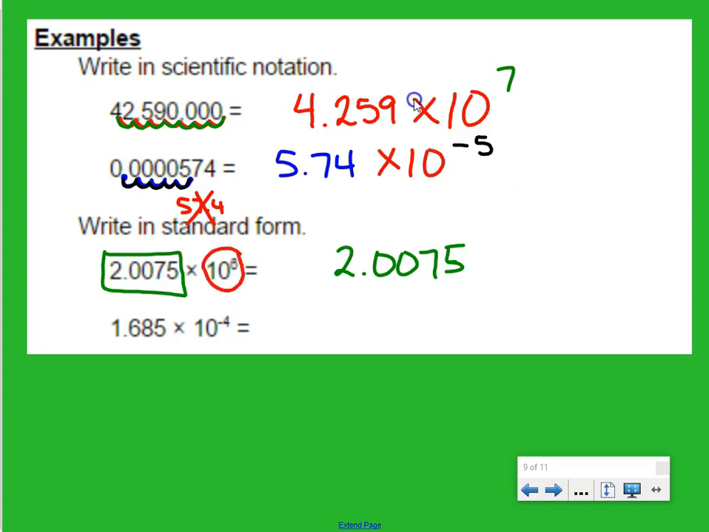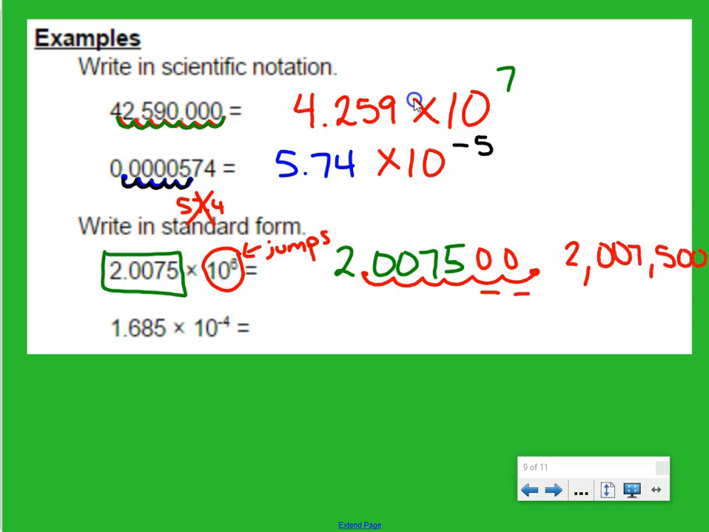Now, if we look at our 10 to the power of 6, that 6 tells us the number of jumps. If we think about how we take a number from standard form and write it into scientific notation, that exponent was the number of jumps that we took. So, we're going to take this decimal point and jump 6 times. 1, 2, 3, 4, 5, 6. Now if you notice, there are some empty spots. We are going to put zeros in those empty spots. So this number is 2,007,500.